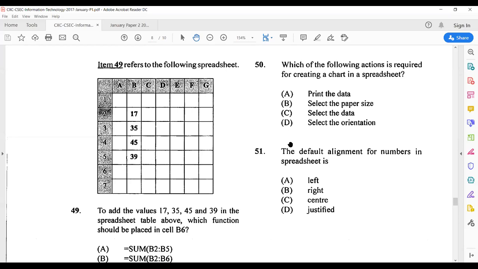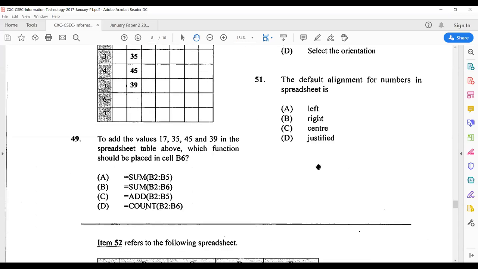If you wanted to show, like when we did the pie chart, any distribution of expenditure or money spent, we had to select data first.